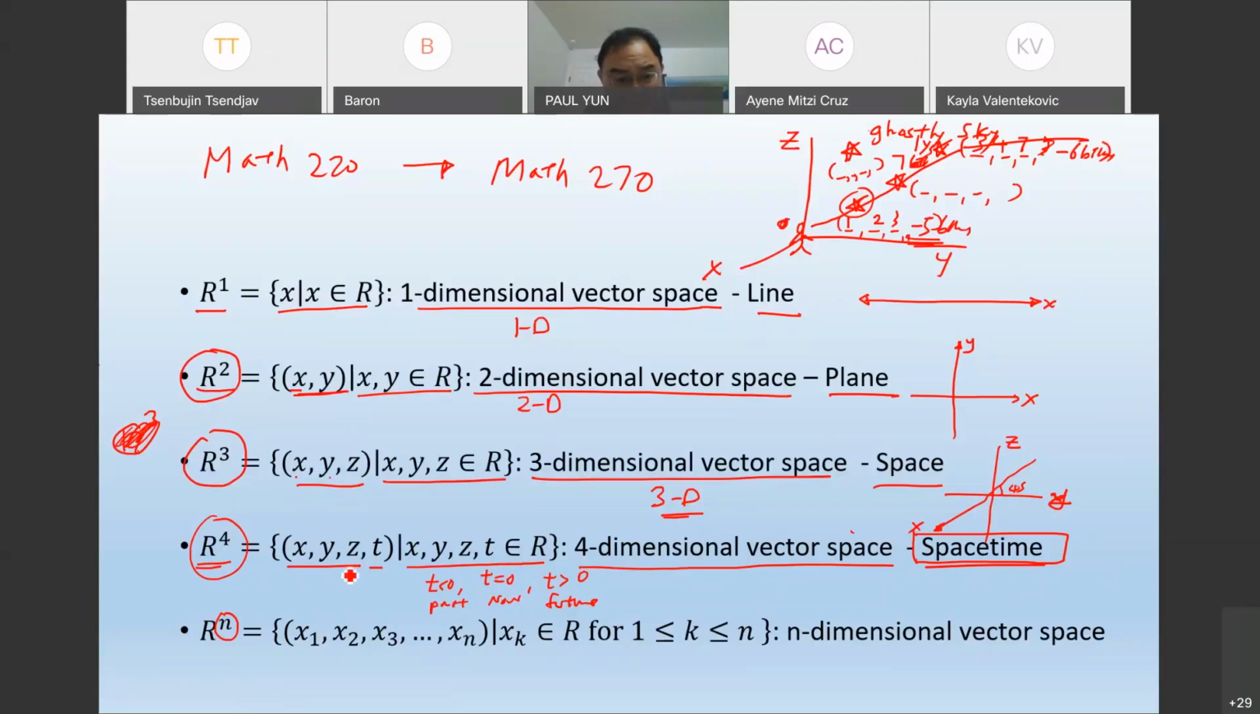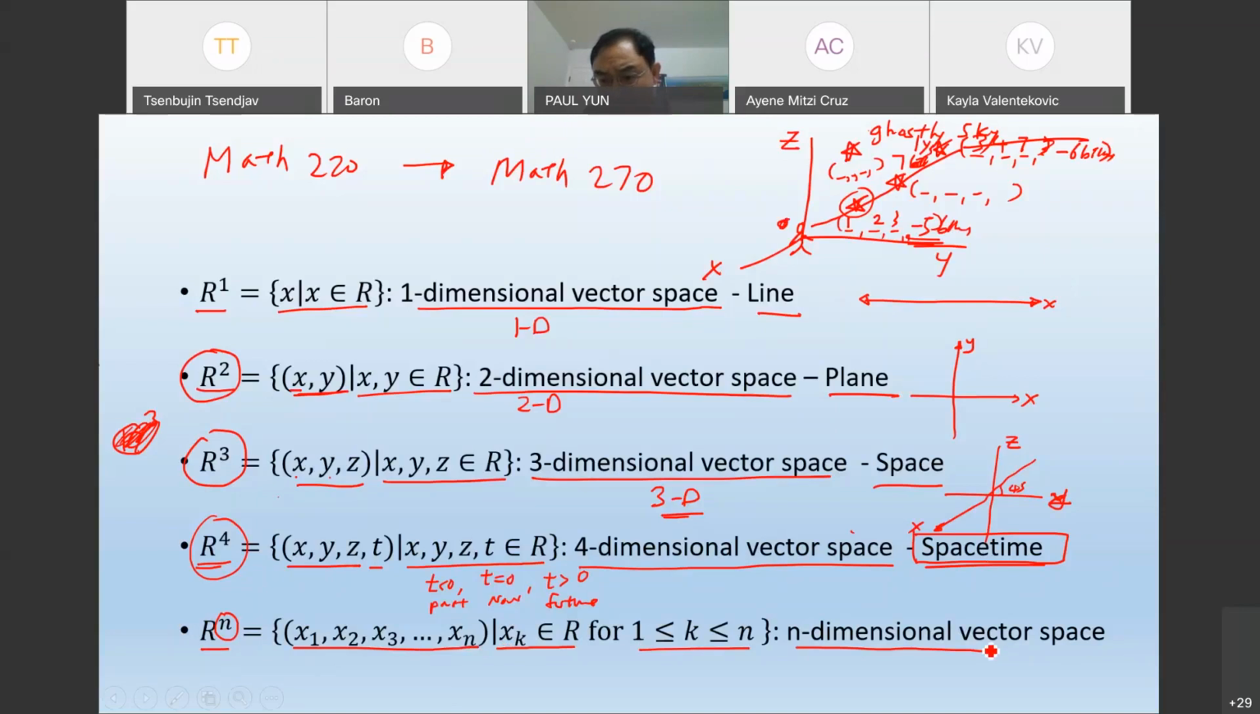So now, in general, how are we going to even visualize the nth dimension? What if n is 10 billion? Where all the x_k are real numbers, k is 1 through n. It's an n-dimensional vector space. So you're going to talk about this vector space more in depth in Math 270.